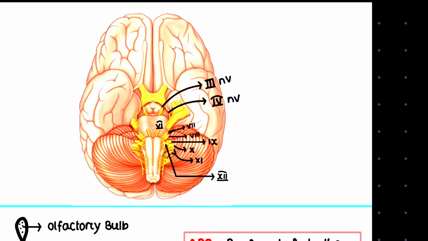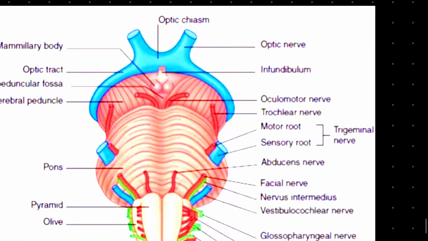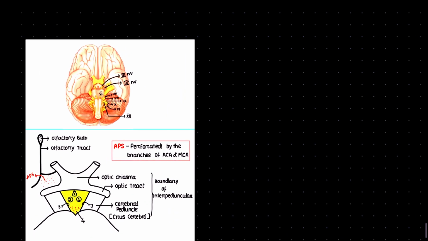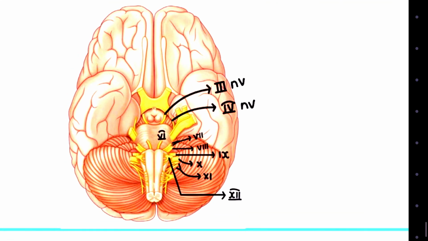This will be clear, don't worry, it was clear in this diagram also. In this diagram, as you can see, above our interpeduncular fossa we got the optic chiasma, and the optic tract was just inside, right? And this was the infundibulum, and the medullary body was right here. So these were the contents. We'll look at this again.